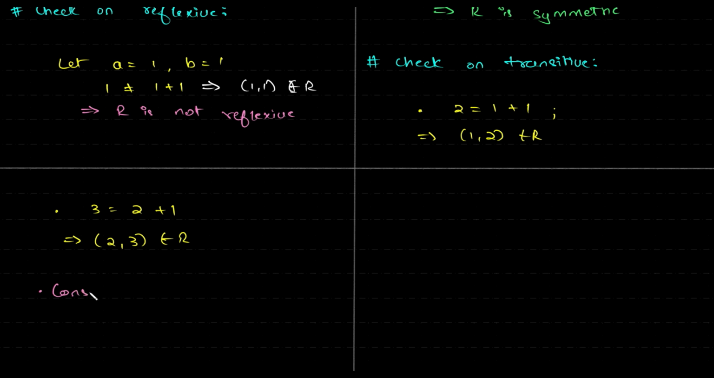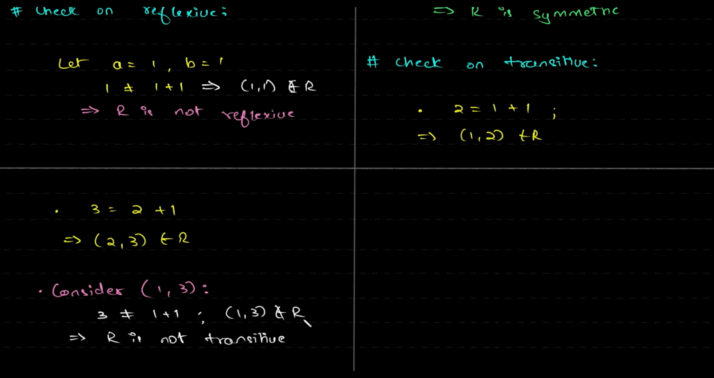And finally, what do we have? Consider (1, 3). So in this case, what happens? 3 is clearly not equal to 1 plus 1, right? And so this infers that R is not transitive. So this amount of writing is good enough. So (1, 3) does not belong to R. R is not transitive.